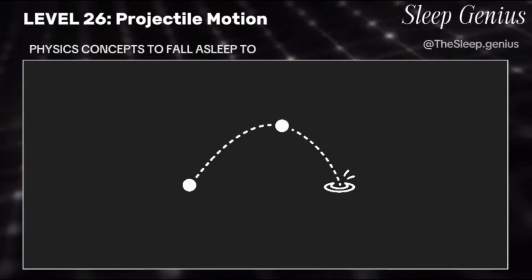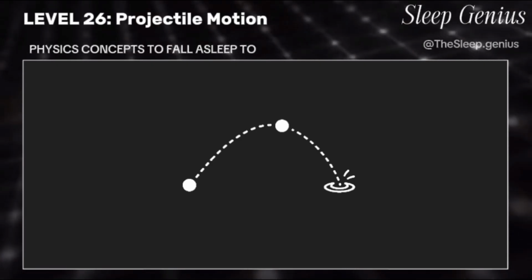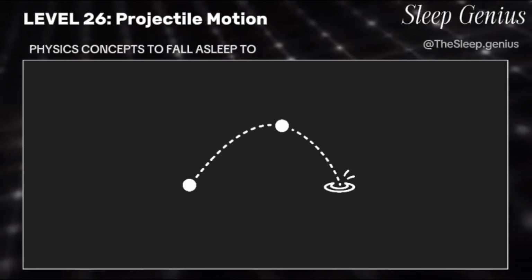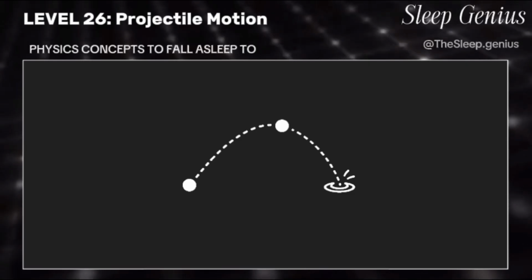The trajectory is always parabolic in the absence of air resistance. Time of ascent equals time of descent. Maximum range occurs at a 45-degree launch angle. Similar projectiles show consistent relationships among speed, angle, and distance.